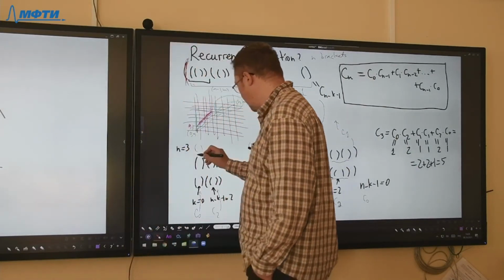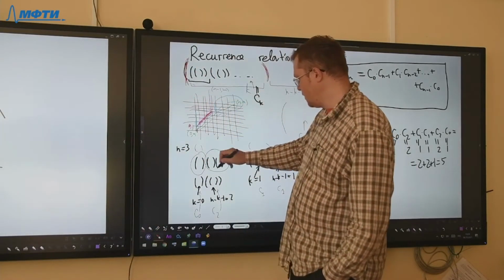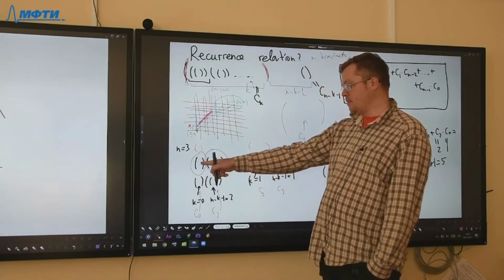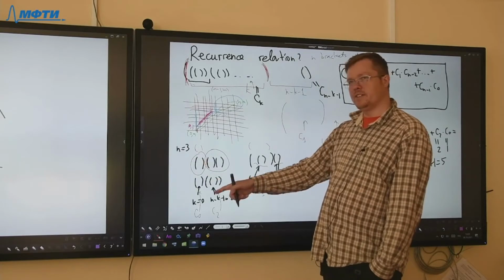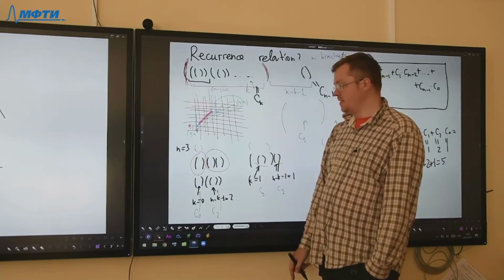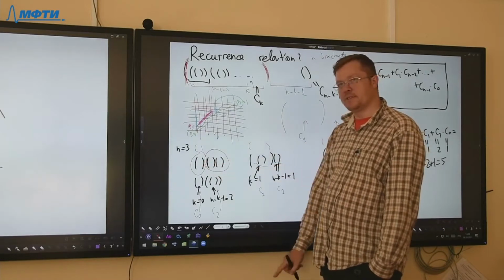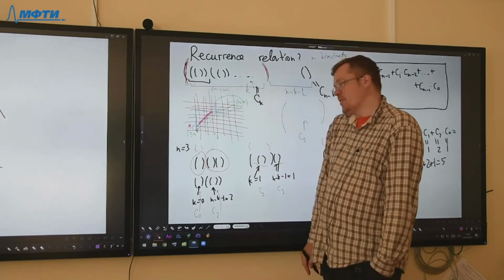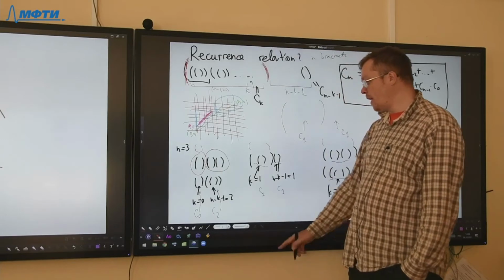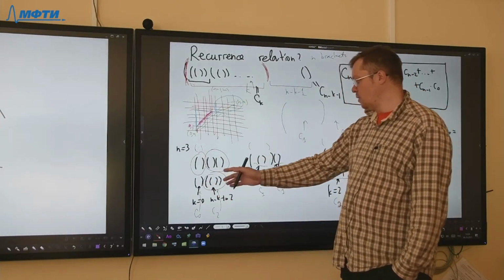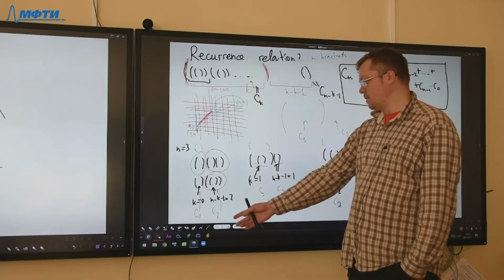So I look at this one and this one. This is a correctly matched bracket, and inside this one also. Here is C0, there are no brackets here, and here is C2. So I have two different types of positioning of two opening and two closing brackets, this one and this one. This is C2.